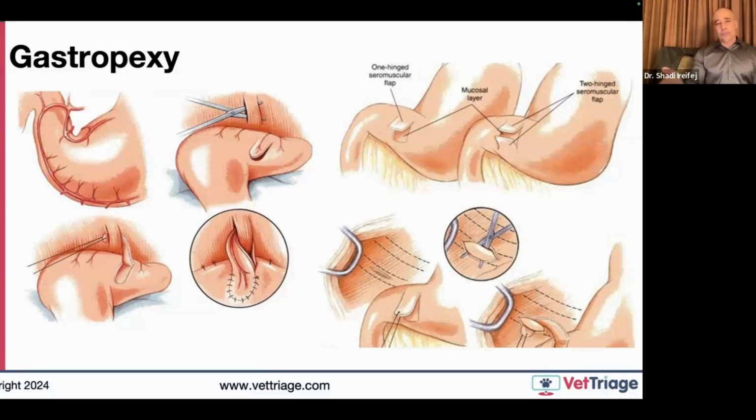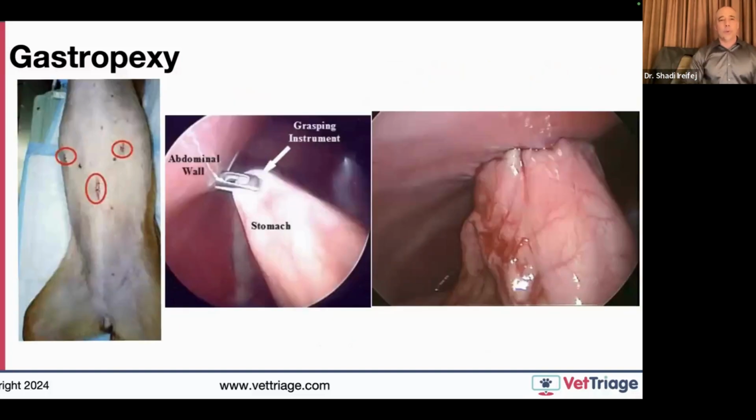I would not advise pexying the stomach to the linea. That to me just is, you're asking for trouble. If the dog has to have an abdominal exploratory in the future, you're going to undo that surgery, best case scenario. Not to mention maybe cut into the stomach. But whatever technique you're most familiar with that you've had success with, of course, is the way to go.